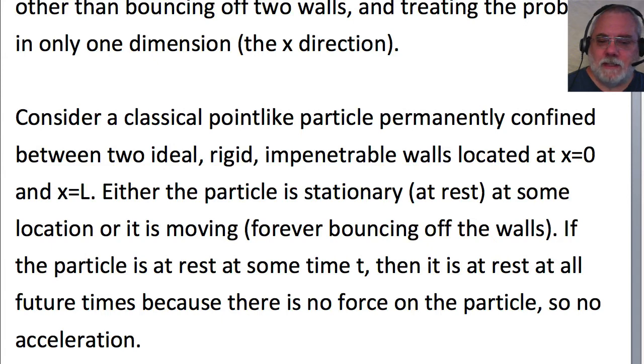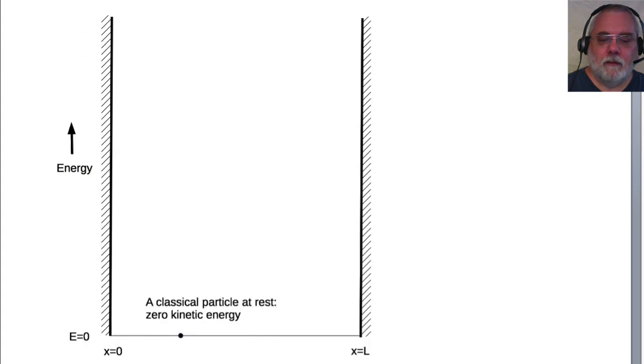If the particle is at rest at some time t, then it will remain at rest at all future times because there's no force on the particle, so nothing to accelerate it. So here's a classical particle at rest. Zero kinetic energy. The horizontal axis is distance, x equals 0, x equals L. Beyond x equals L and beyond x equals 0, the cross-hatched line shows that that's a rigid, impenetrable wall. The vertical axis here is energy.